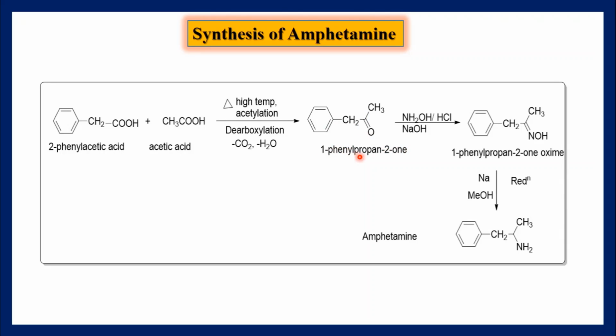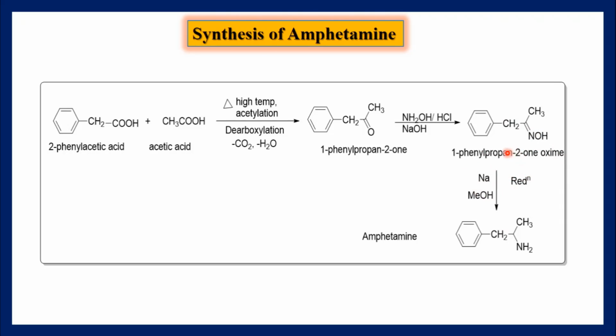Then this ketone on reaction with NH2OH, hydroxylamine hydrochloride, in presence of NaOH, gives the formation of an oxime. This N double bond OH is called the oxime functional group. When hydroxylamine hydrochloride reacts with this phenyl ketone, you get the oxime. The name of this oxime is 1-phenyl propane-2-one oxime.